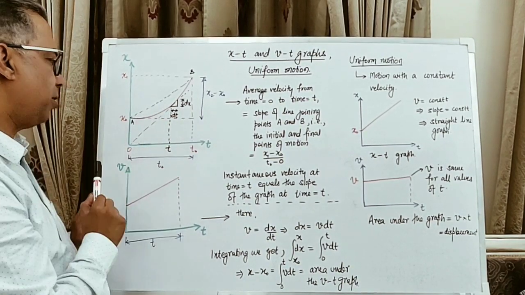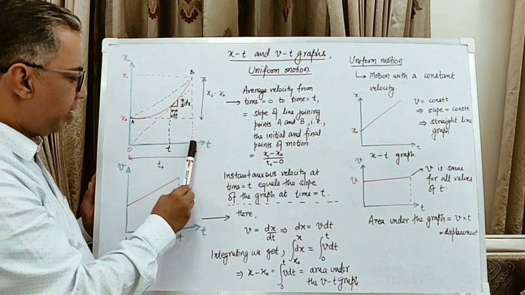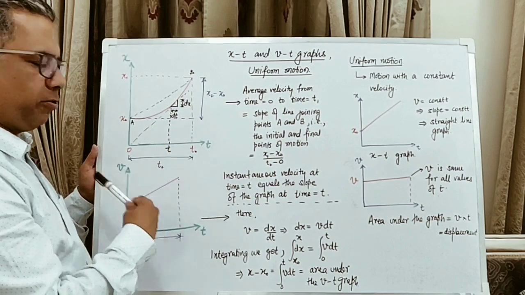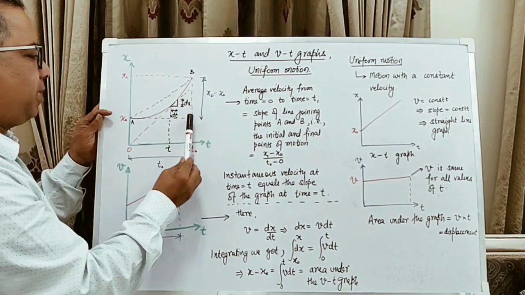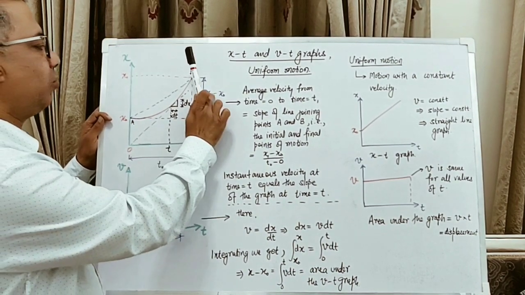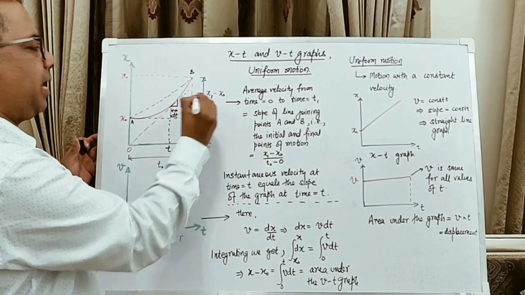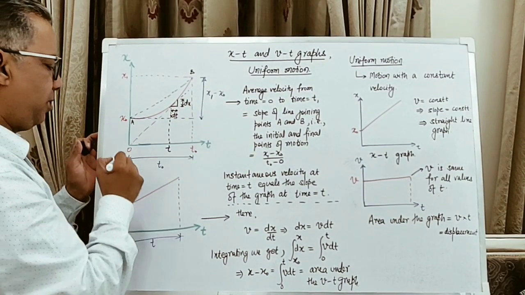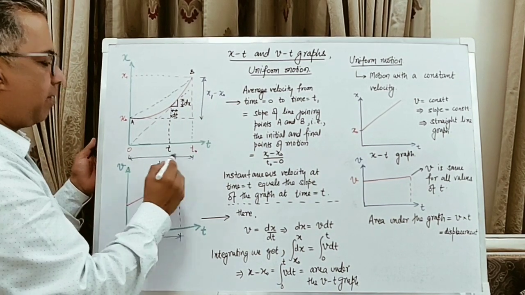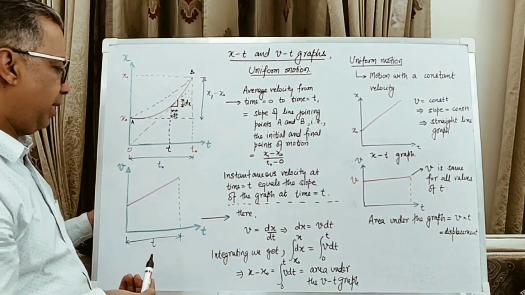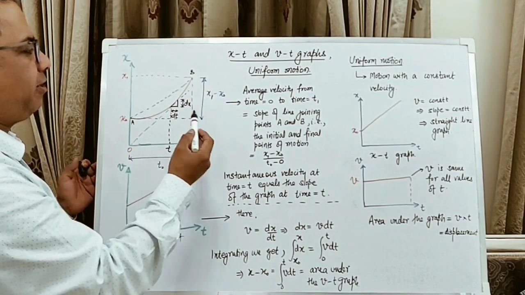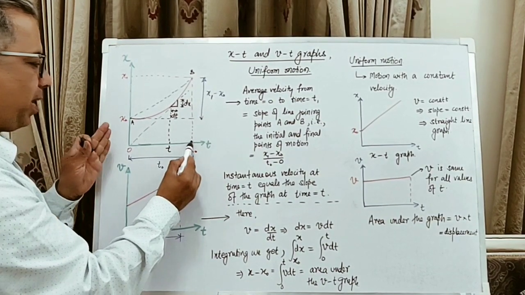For this particular motion, the average velocity during the entire interval from 0 to t0 is essentially the total displacement by total time, and the displacement is x1 minus x0, and the time interval has a duration t0. So x1 minus x0 divided by t0 gives me the average velocity during the motion.